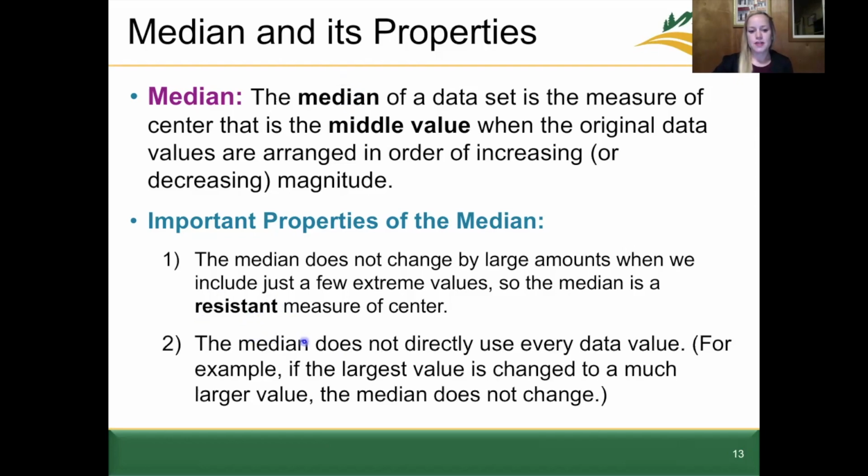Number 2, the median does not directly use every data value. These two are somewhat related, because if we change the largest value in a data set, the median does not change. For example, if the largest value is changed to a much larger value on one extreme of the data set, then our middle value will still be what it is. The median will not change. We will do an example of this.